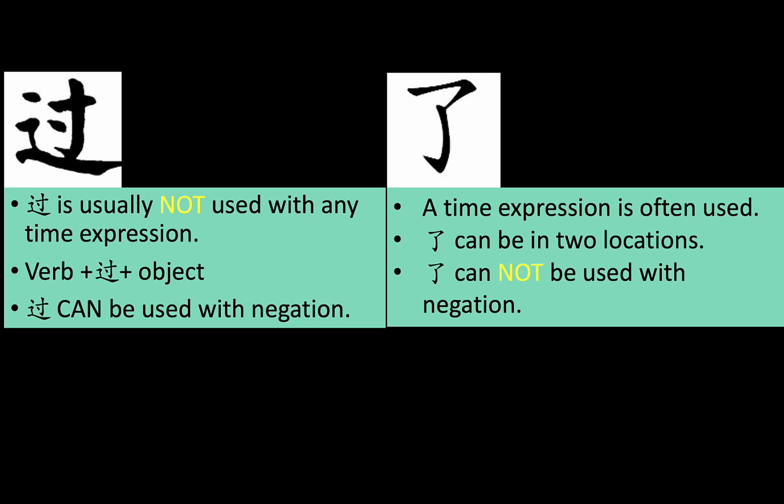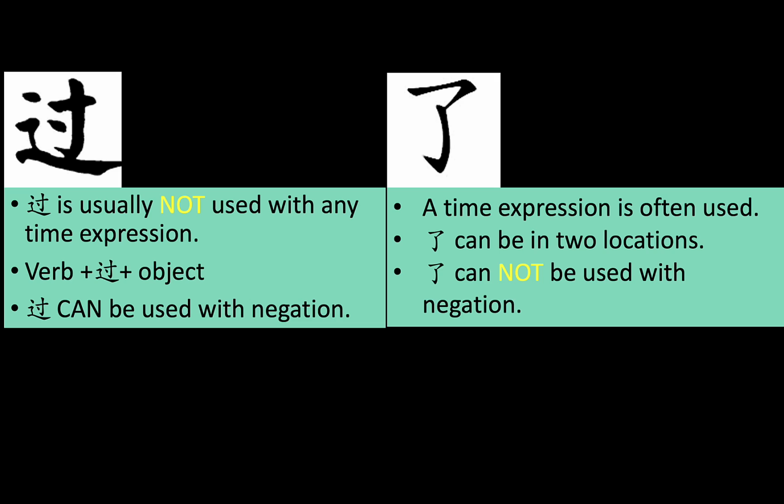Okay, now let's compare 过 and le briefly. So 过 is usually not used with any time expression because you're not talking about completion, when you completed it, and it's about experience. So you don't use a specific point of time when you use 过. And verb 过, object. So 吃过小笼包. So usually you put 过 right after the bare verb and then the object. And 过 can be used with negation. For example, 我没去过中国. I have never been to China.